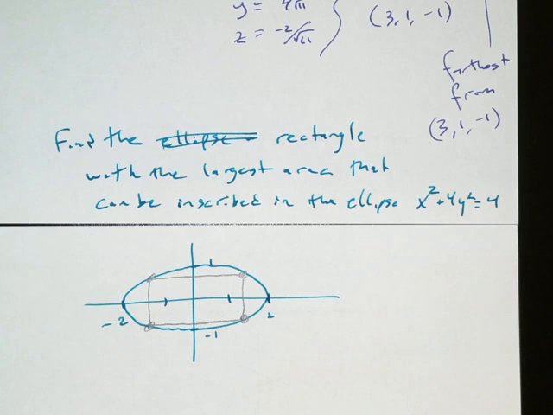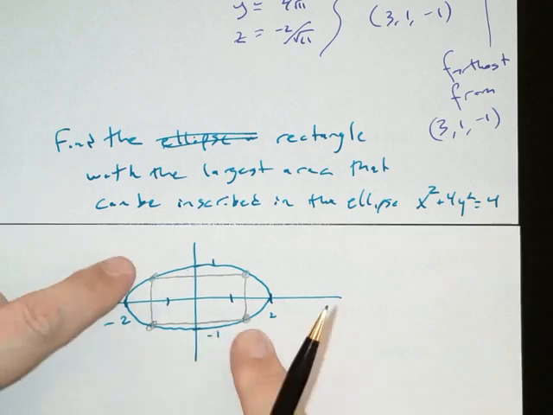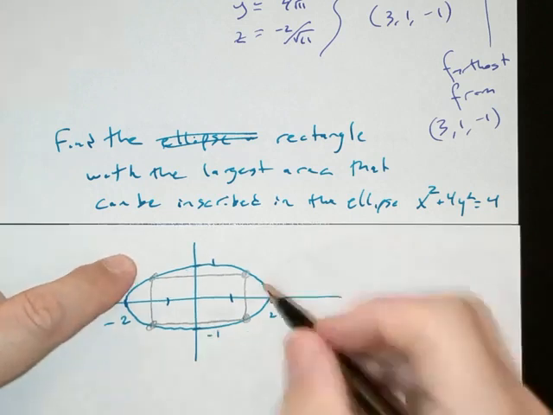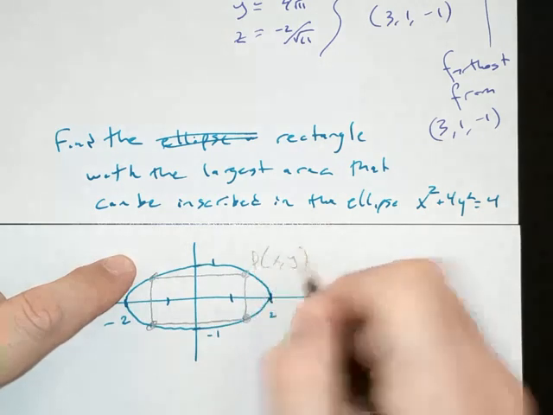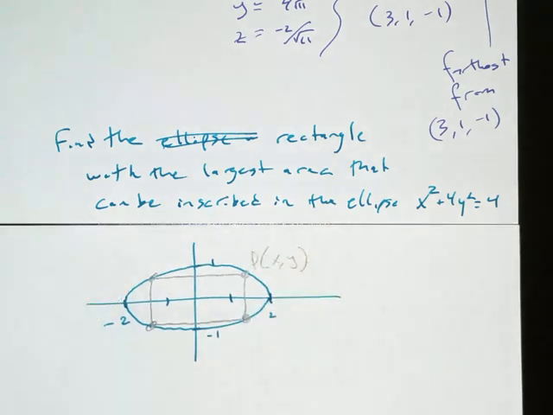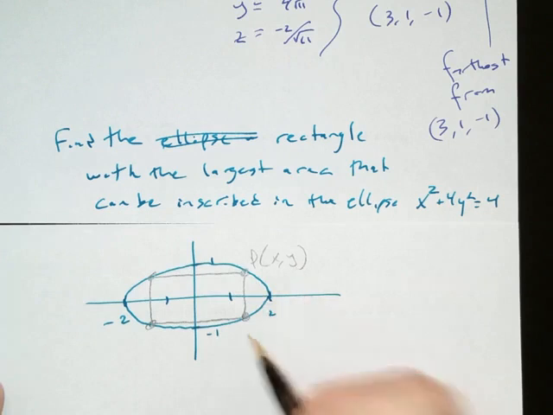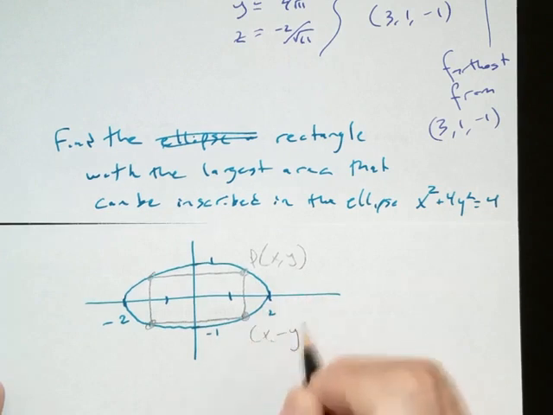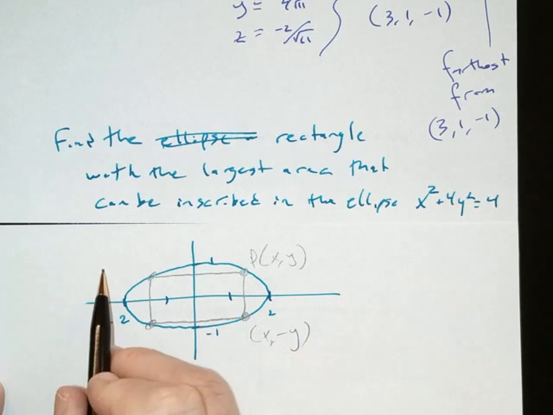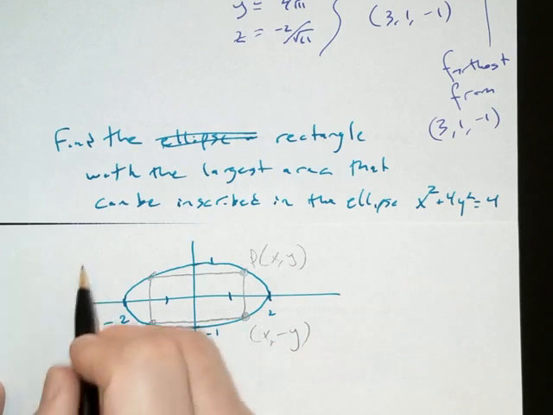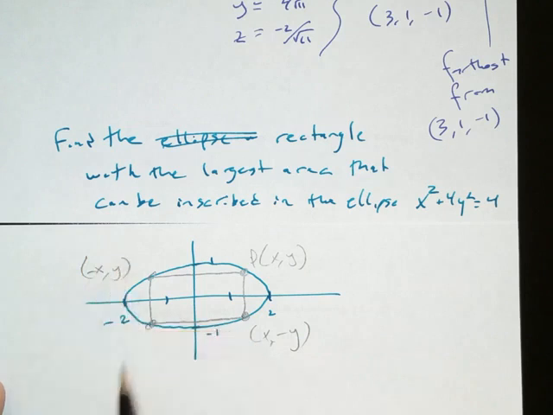then I know that I can get the coordinates of these two points based off of this one. If that top right corner is xy, what is the bottom right corner? Top right is xy. And what's the top left corner? And that means this bottom left corner is negative x, negative y, right?